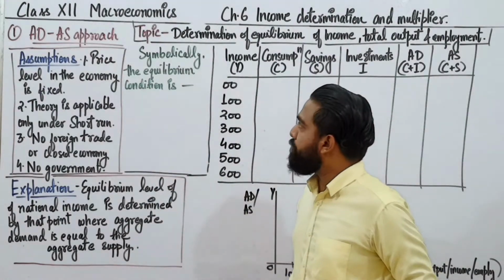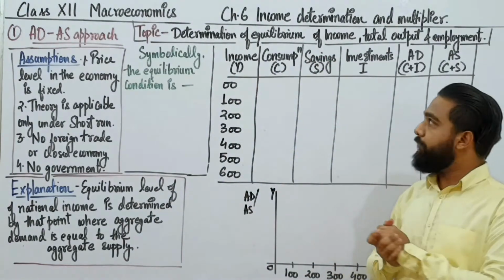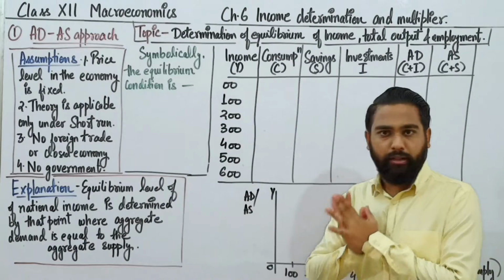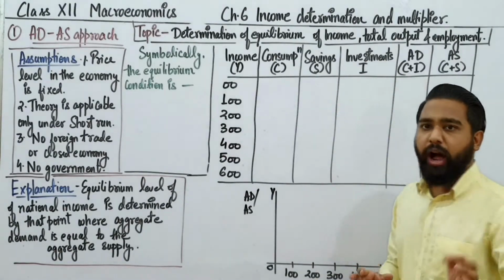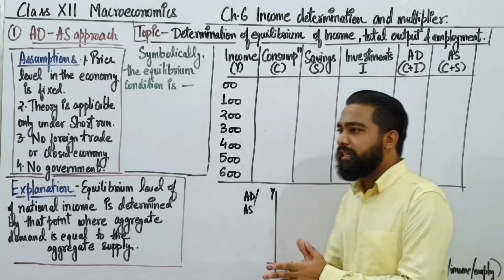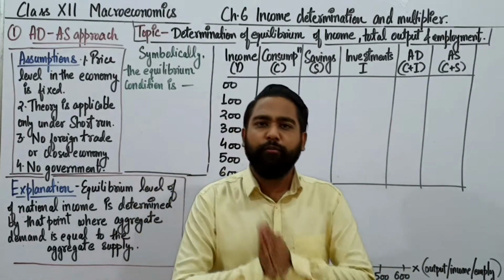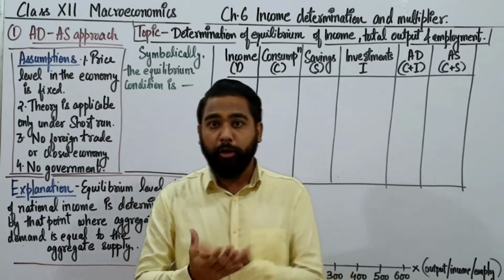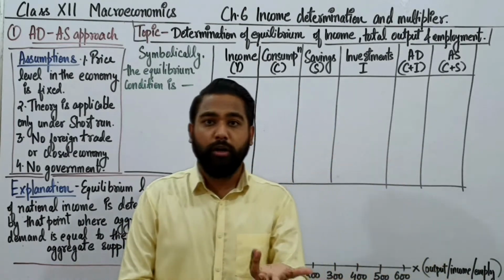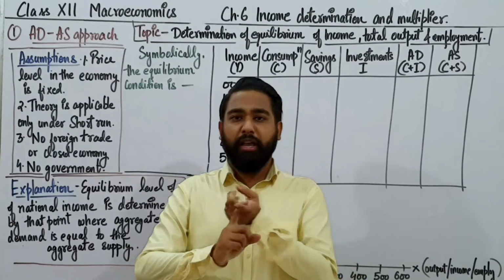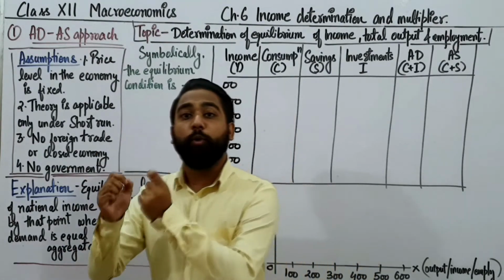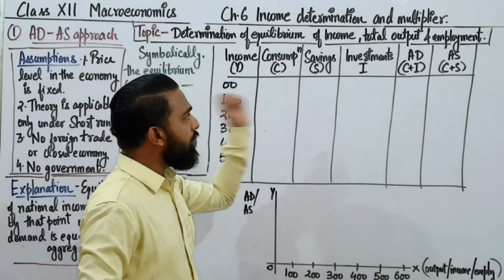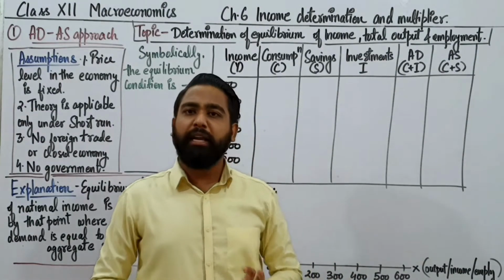Now, we will start this chapter with the topic determination of equilibrium of income, total output and employment. In this topic, income, output and employment mean the same thing. Suppose if I want to increase my production, it means my income is also going to increase. To produce more, I need more employment. So in this theory, income, output and employment will be taken as same.